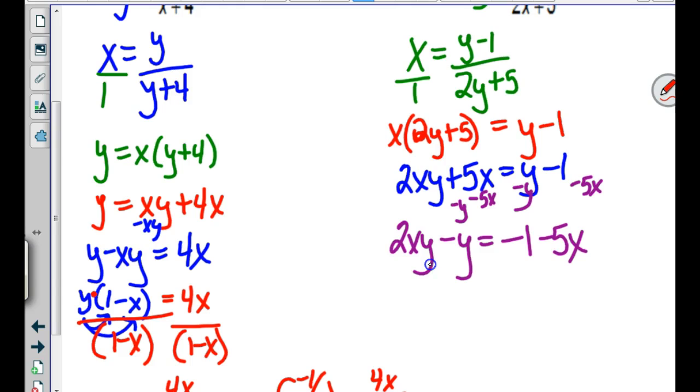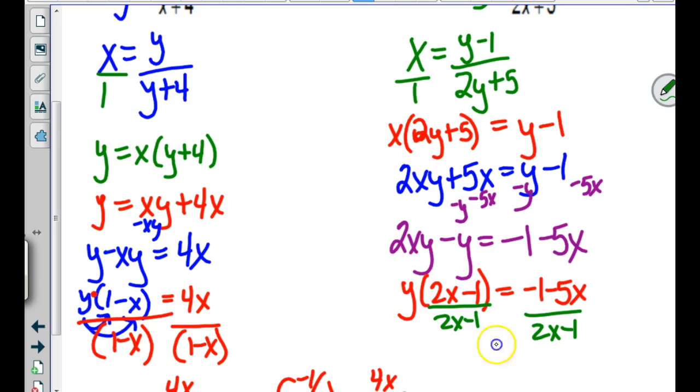Then what? There's a lot of people on their phones right now. Take out a y, and this would say what? 2x minus 1, be careful, equals negative 1 minus 5x. Last step? Yes, divide by 2x minus 1. So I get y equals negative 1 minus 5x over 2x minus 1.